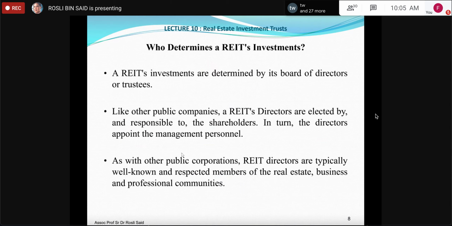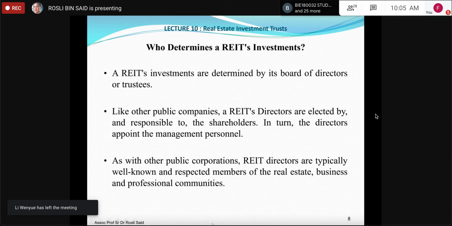So who determines the REIT's investment? REIT investments are determined by its board of directors. Everyone can be a board director, but usually they are well-known people, or people like us when we graduate in real estate. If we create our name in the market, a REIT company may appoint us as well.